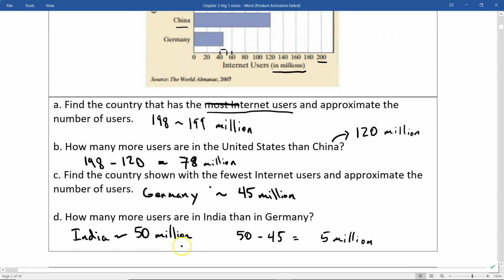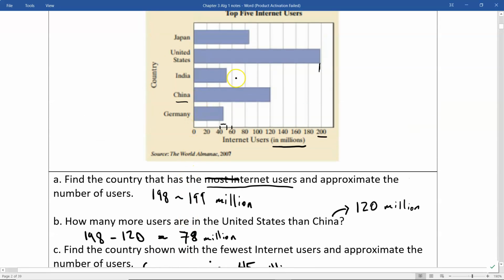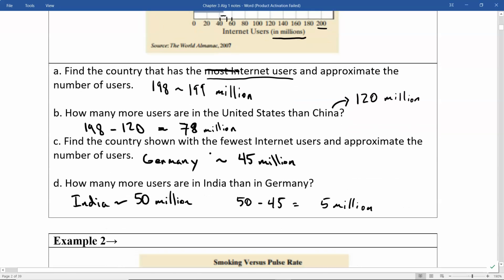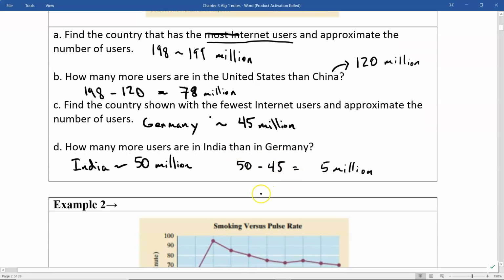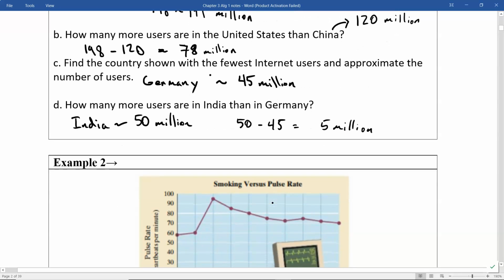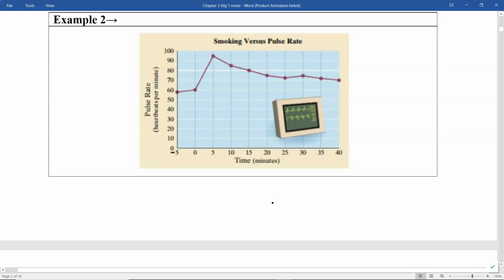But going forward, India, I did the same kind of thing. This looked like it was about halfway between, might be a little bit more, but I just said it was right in the middle. So I said it was 50 million. And then I just took the difference of these and got 5 million users. Okay, so let's move on.